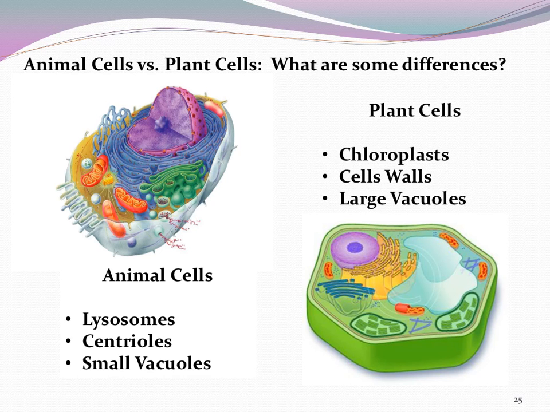Plant and animal cells are both eukaryotic cells. They share very similar characteristics, though each one has specific unique structures. An animal cell, for example, has lysosomes, centrioles, and small vacuoles. None of these are found in plant cells. Plant cells, however, have chloroplasts, cell walls, and large vacuoles.